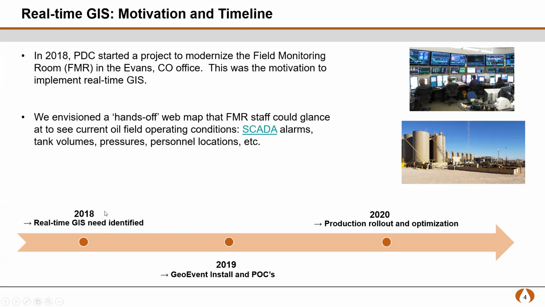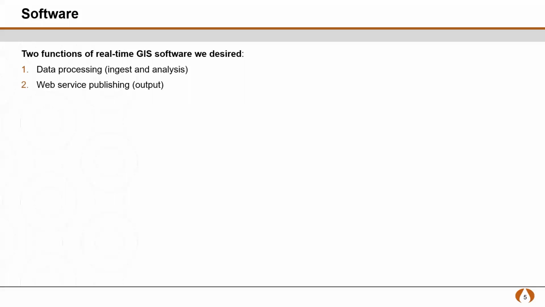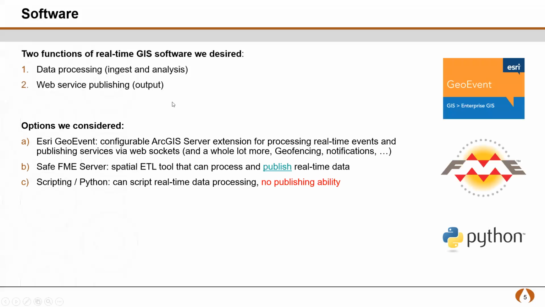So 2018, we see the need for real-time GIS. 2019, we spend doing our GeoEvent install and several proof of concept projects. In 2020, this year, we did our first production rollout and working on optimizing that. So on to some of the software that we use for real-time GIS. There's two things that we were looking for back in 2018 when we started looking at our options. And one would be data processing, pulling in the data, ingesting it, and analyzing it, and then also publishing via web services. So we looked at a few different options.